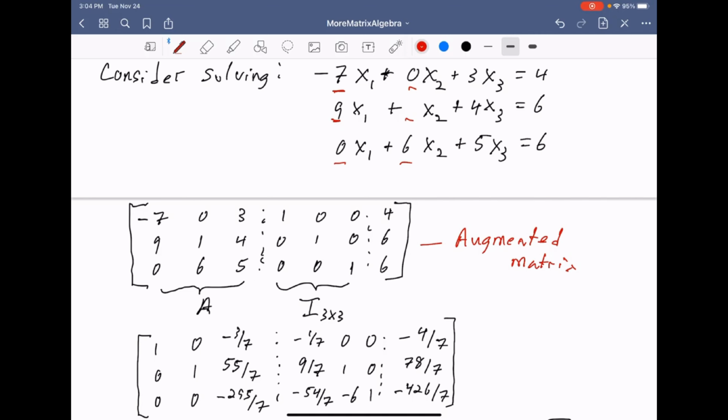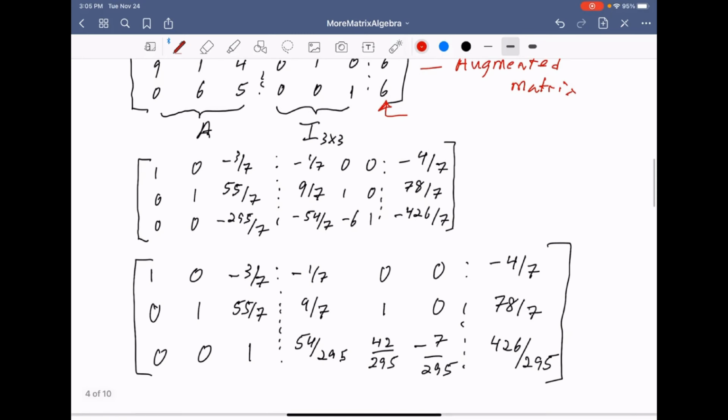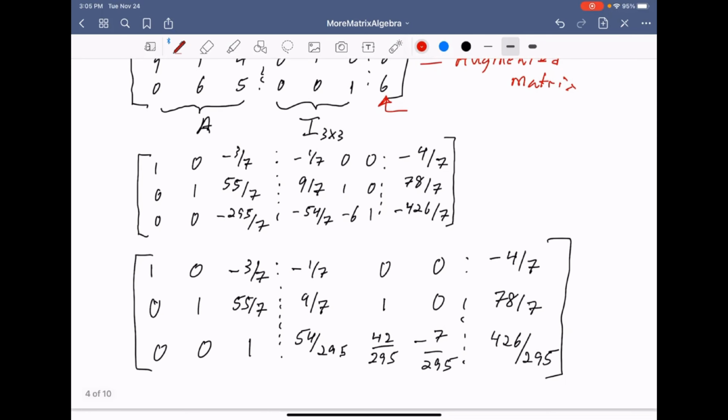Then we include an identity matrix, which is 3 by 3, because we have 3 equations and 3 unknowns. And then we have the vector of right-hand side values. And the purpose here is by using these elementary row operations.